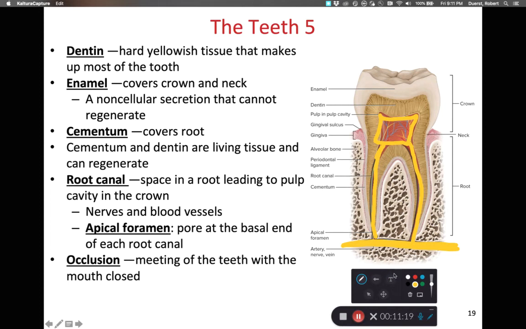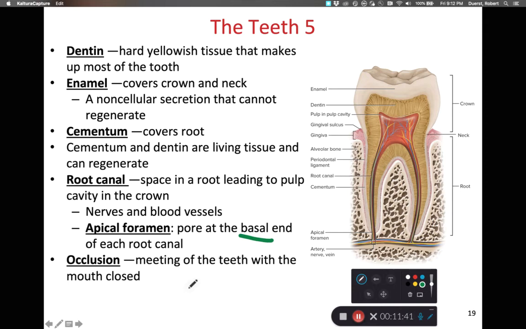The inferior, well, I suppose it depends if you're looking at upper or lower jaw. The tip, we'll call it the apex of the root, ends with the apical foramen, and that apical foramen is going to be a small opening at the basal end, the end away from the lumen of the oral cavity, that allows for the blood vessels and nerves to go in and out of the root.